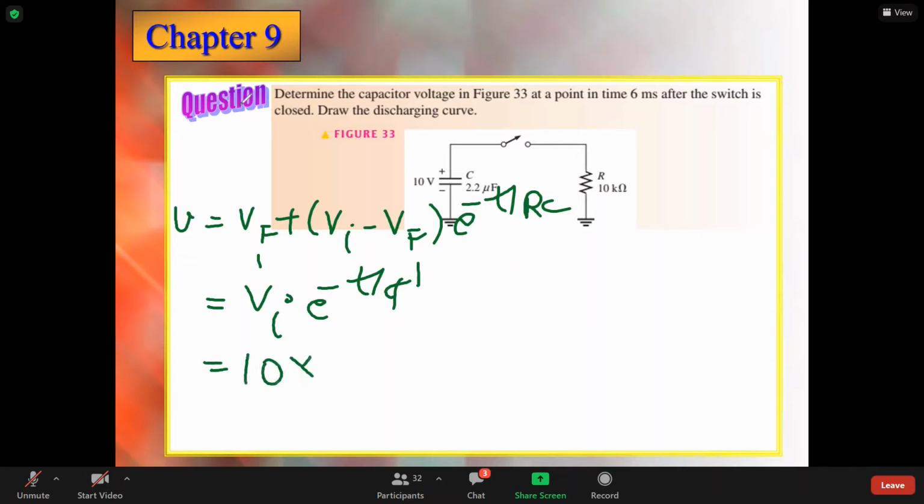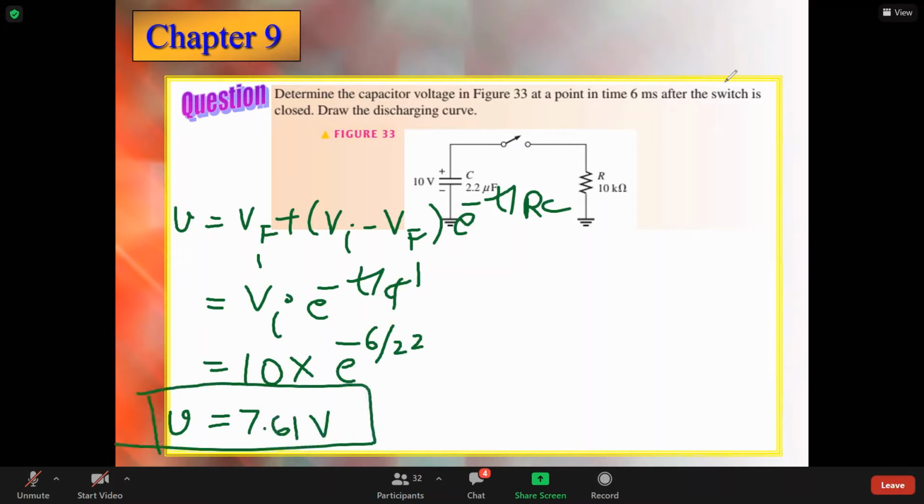Now put in the values. Initial value is 10, e raised to the power minus t, which is given as 6 milliseconds, over RC, which we calculated as 22. So V comes out to 7.61 volts. That means the capacitor, which currently has 10 volts, after I close this switch and 6 milliseconds pass, the voltage is reduced to 7.61 volts.